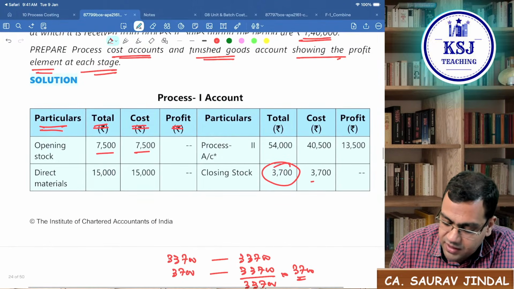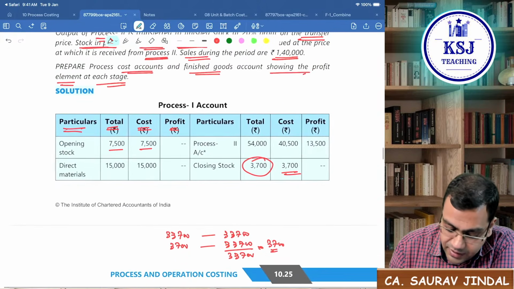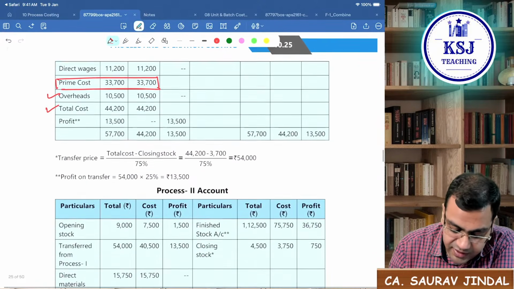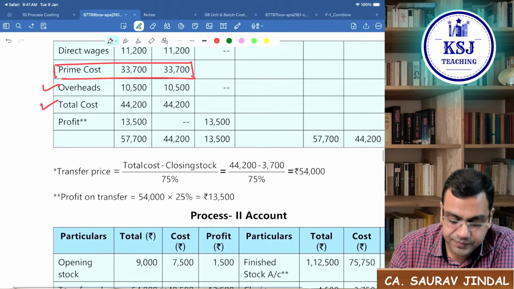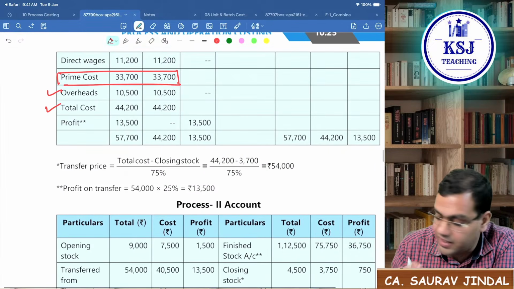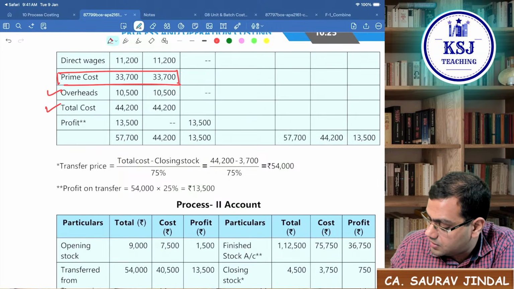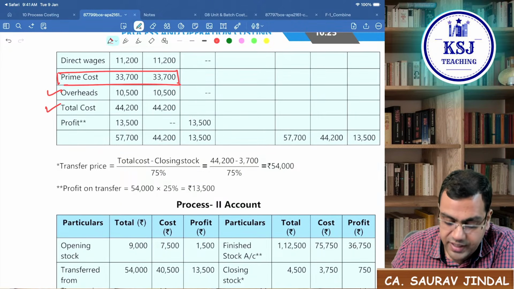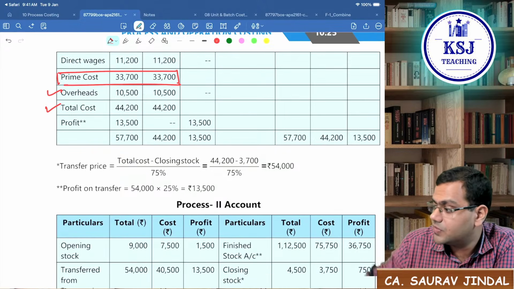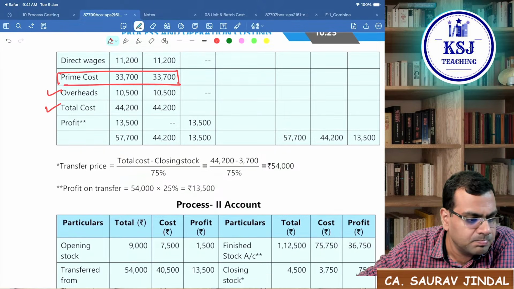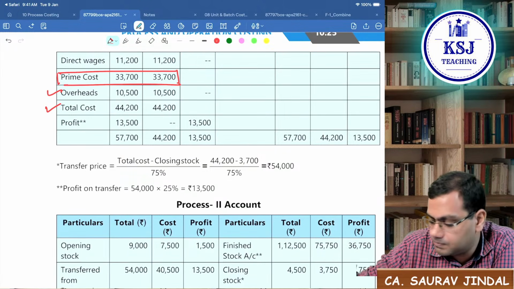So 3,700. Clear? Now what is the profit here? See the profit here. What is the profit that you will earn, sir? Profit is on the cost. I'm saying 1/3 of the cost. So whether you will do 44,200 into 1/3, what will you do? What will you do?